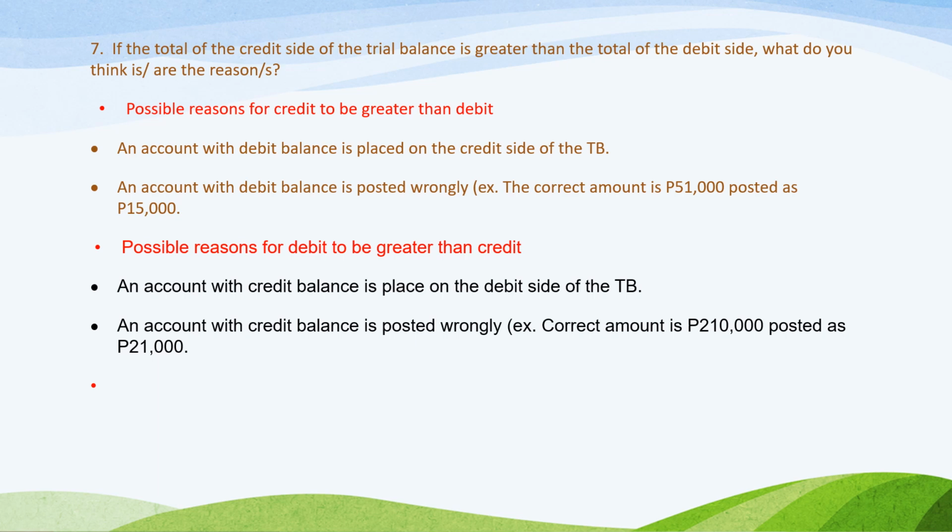Another possible reason for debit to be greater than credit side of the trial balance. So, an account with credit balance is placed on the debit side of the trial balance. So, namali ang lagay ng side. Next, an account with credit balance is posted wrongly. So, for example, the correct amount to be placed in the credit side is 210,000, pero ang naisulat, 21,000.